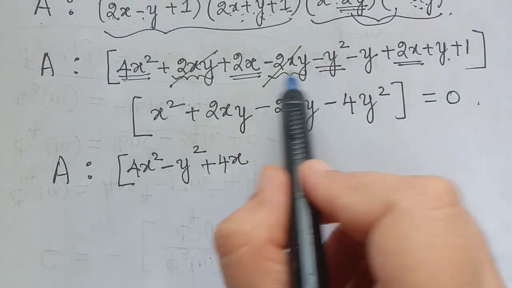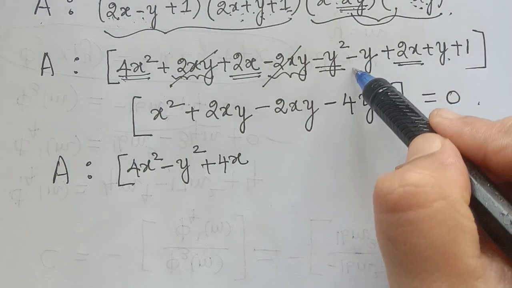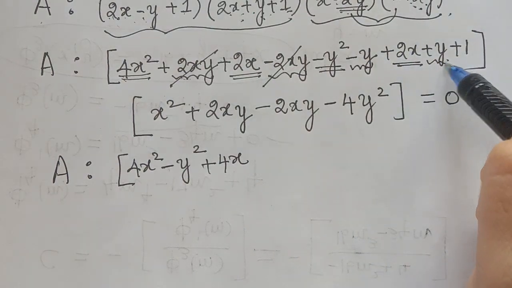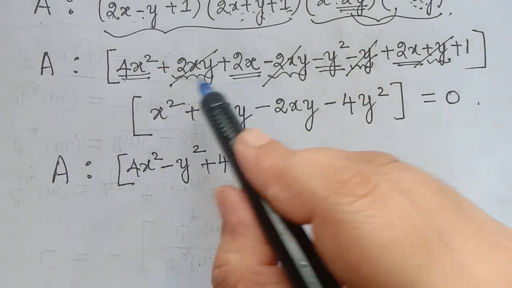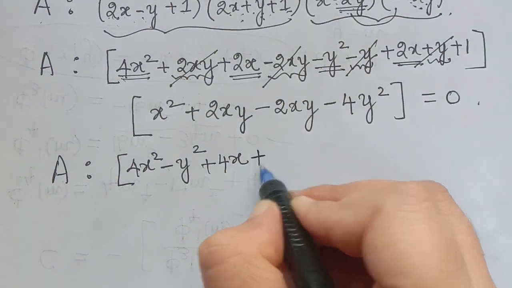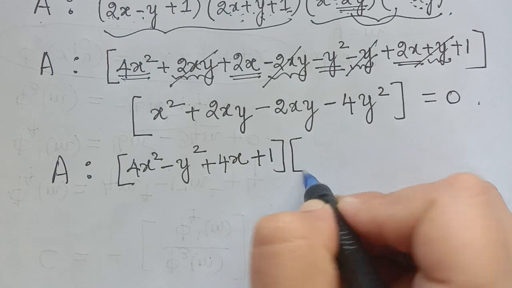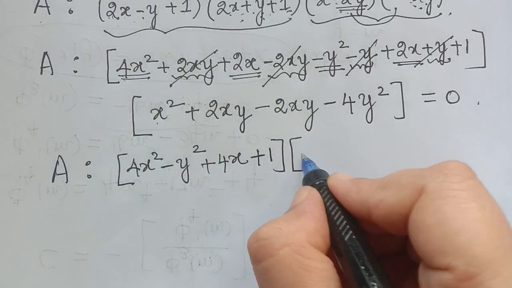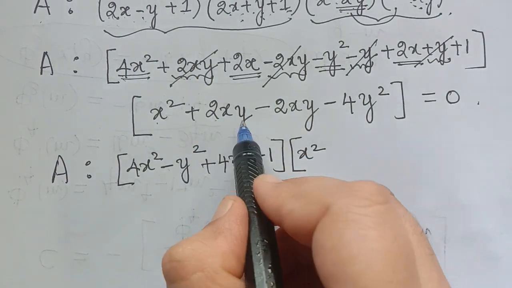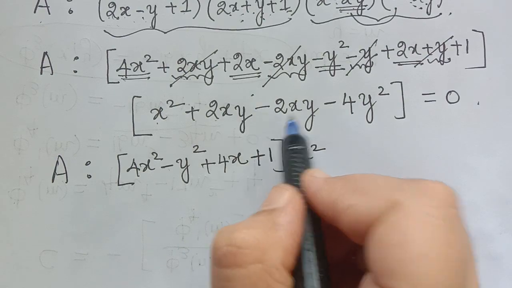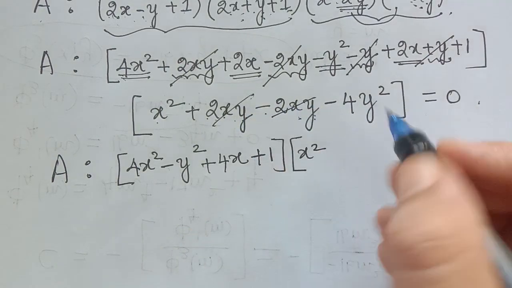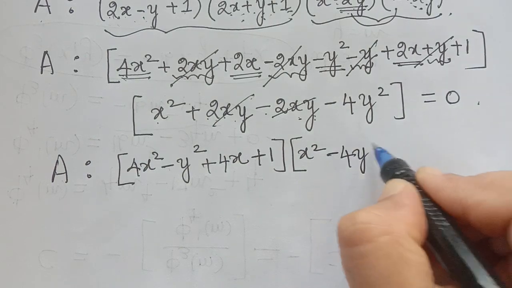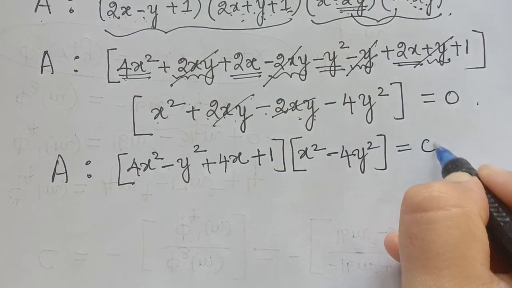And then all this is done. Here we have minus y and here we have plus y, and this gets cancelled. Finally, the left out is plus 1. Multiplied with, here let us check, we have x square. And here plus 2x minus 2xy, plus 2xy minus 2xy gets cancelled. Minus 4y square is equal to 0.